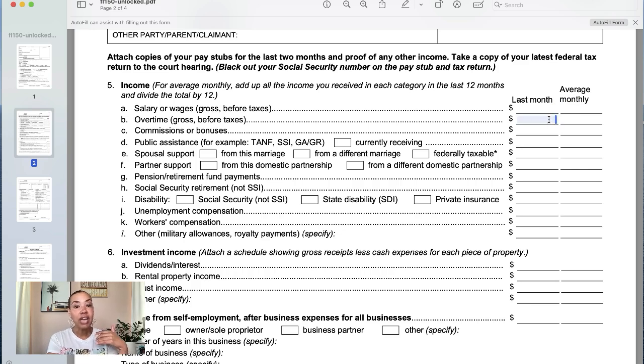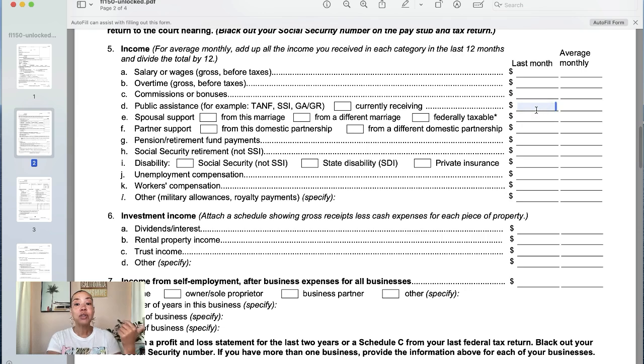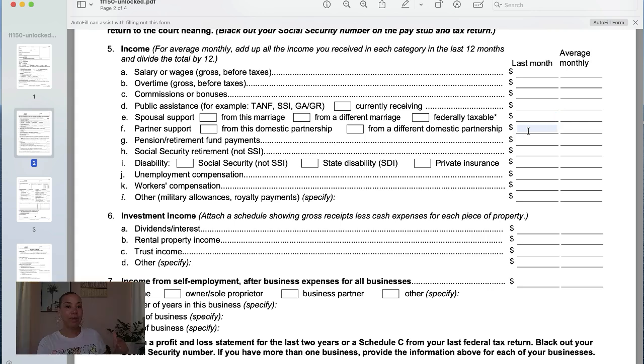Do you make anything in overtime? And on average, what is it? Do you usually make commissions? What is it on average? Are you receiving any sort of public assistance? What is that? Are you receiving any spousal support from a past marriage? Not are you paying, are you receiving? Are you receiving partner support? Are you currently in retirement and receiving, maybe you're retired, maybe you're young, but you're retired military and you're receiving some military payments.